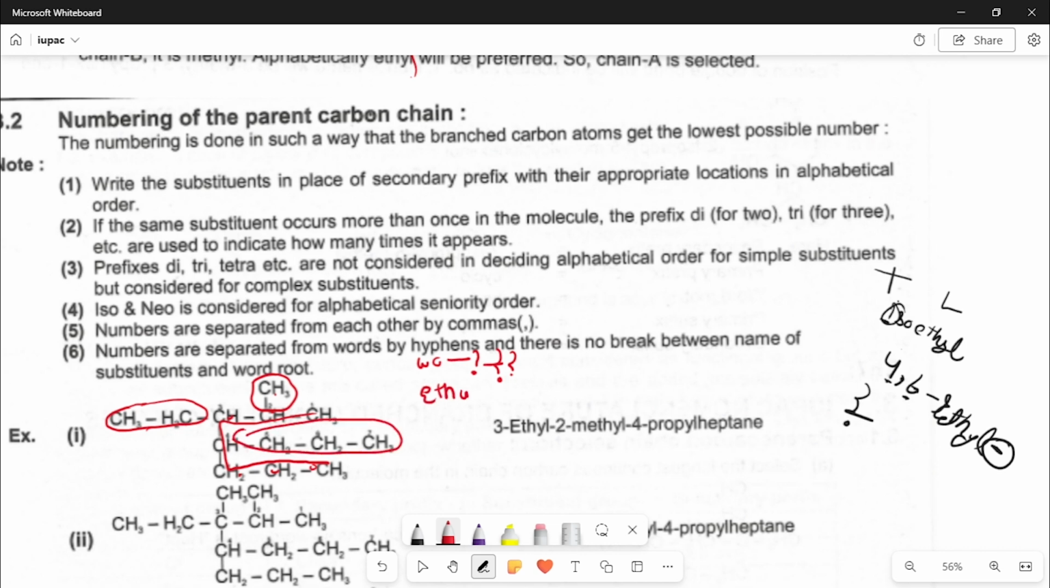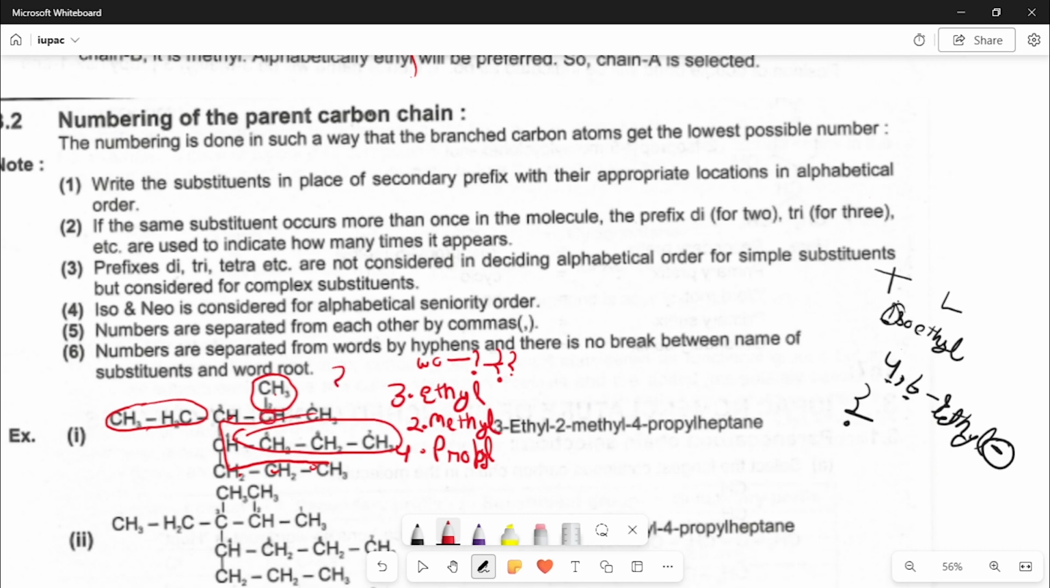Ethyl, methyl, propyl. So now we've got these three. Methyl is present on the second, ethyl is present on the third, and propyl is present on the fourth. But of course, we're going to choose from here.